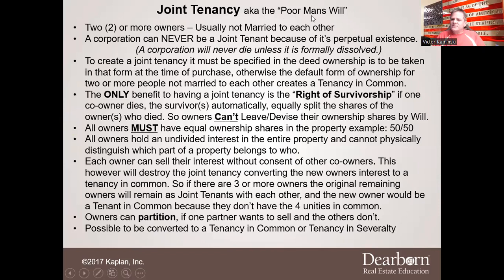So joint tenancy is known as the poor man's will. At least I call it the poor man's will. It's a way to inherit property without actually having to have a will written, right? And you don't need to be related to each other, and you're going to get it. And best part is, you don't have to go through probate. Oh, no taxes need to be paid. So 2 or more owners, usually not married to each other.